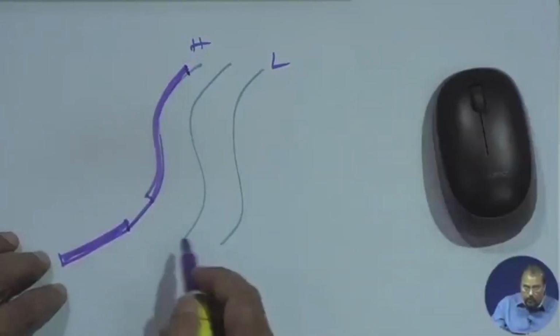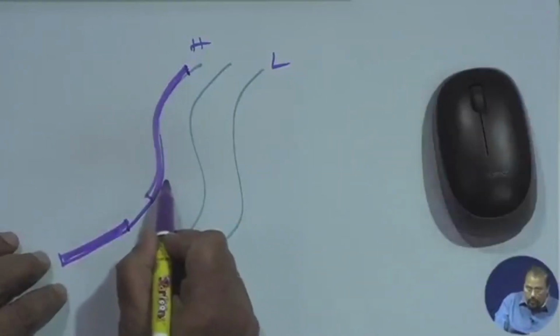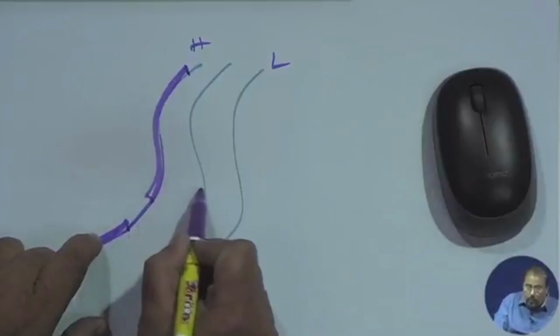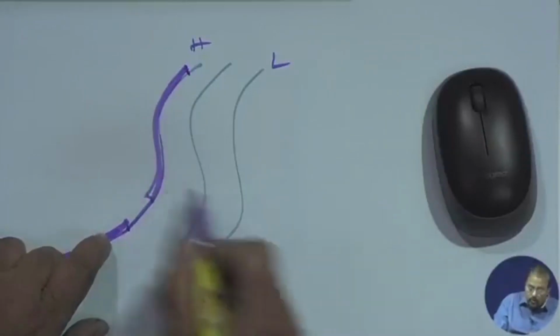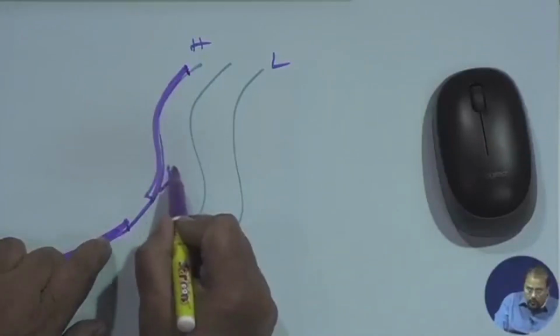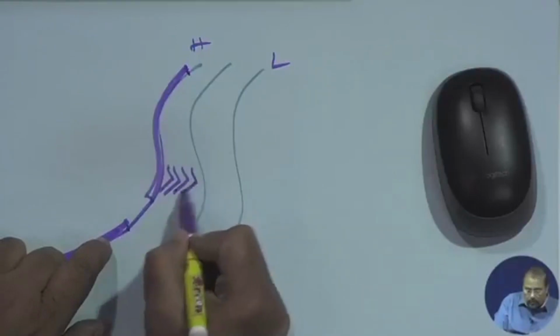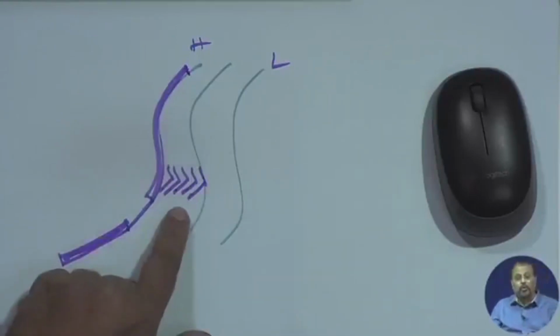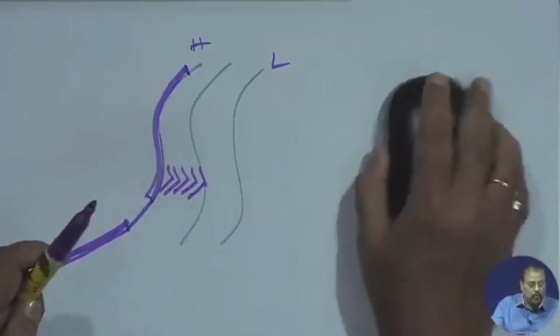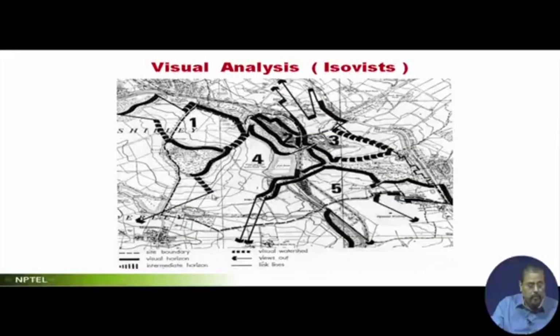Now if you find that at this particular point, if you step down from here to here, you have a strong view potential outward, then you draw an arrow like this. This is called a visual watershed. If you see this map, this is the kind of thing, visual watershed. The arrow indicates in which direction the view is.